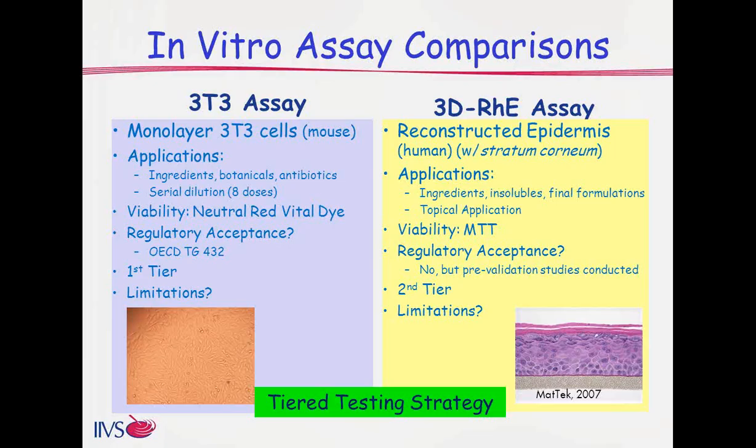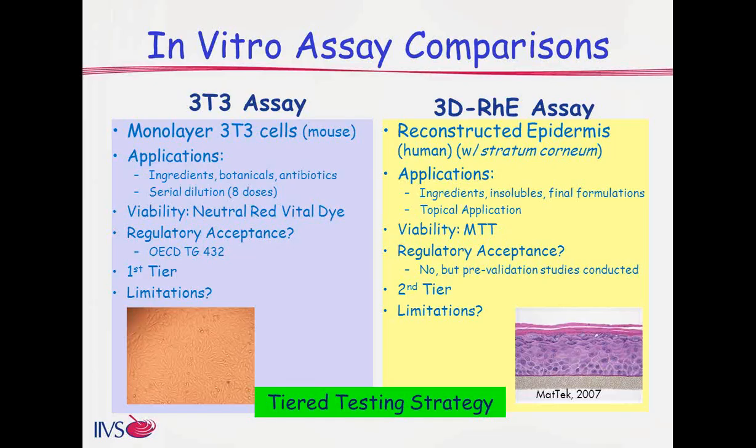There are a number of considerations in how and when to use these assays. So let's take a look at some of these general comparisons. The 3T3 assay is a 96-well-based monolayer assay utilizing the 3T3 mouse fibroblasts, whereas the three-dimensional assay is a reconstructed human epidermis tissue model with a number of cell layers, including a functional stratum corneum. Now, this is important because the functional stratum corneum mimics the human epidermis with a barrier function.